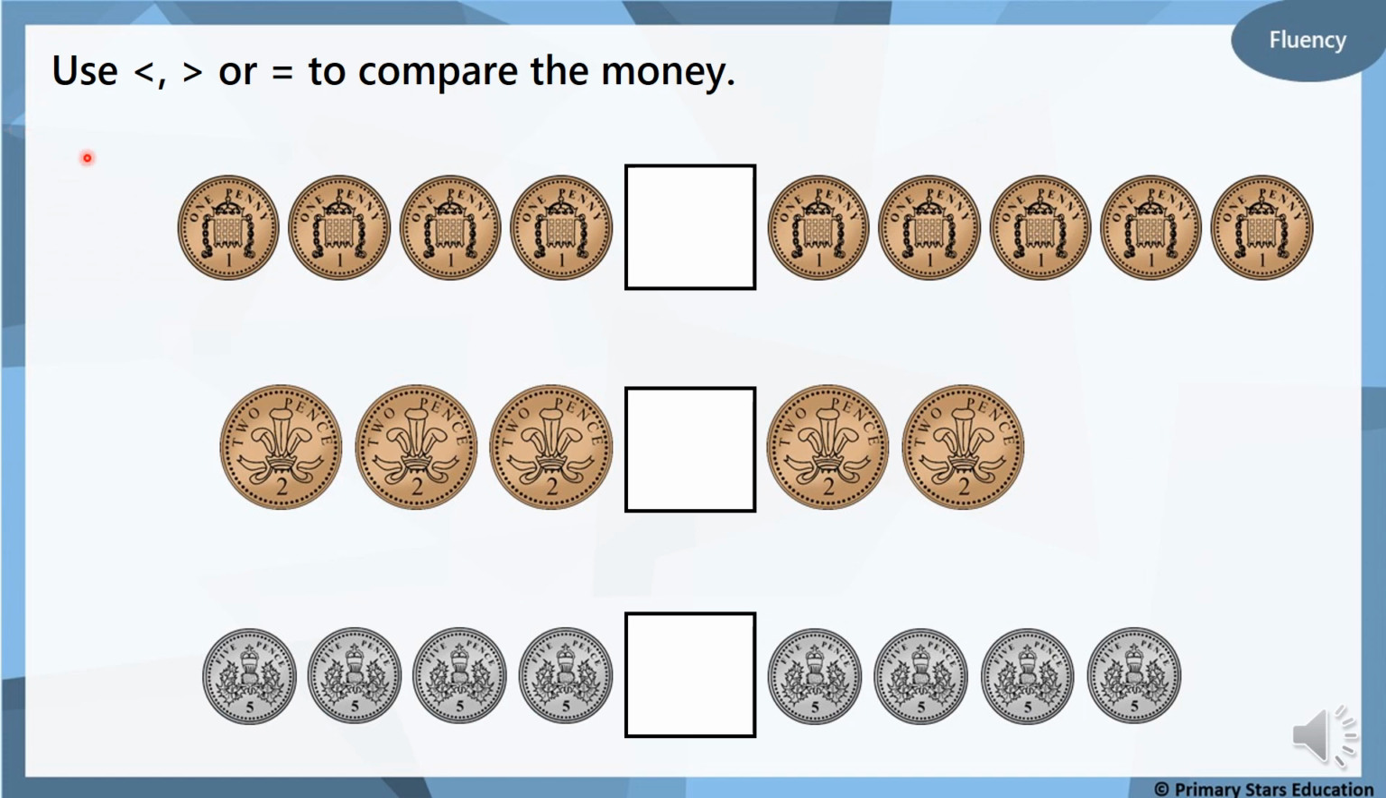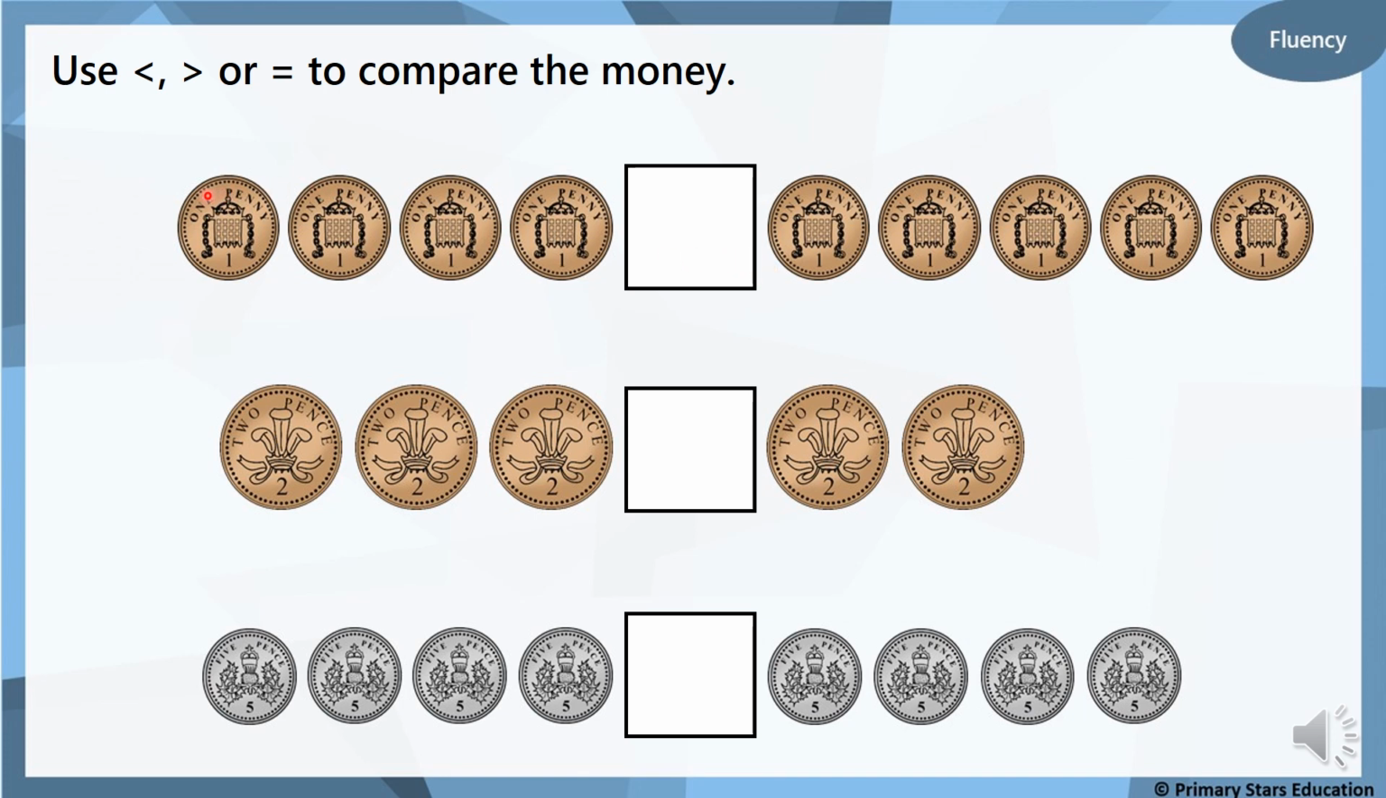Okay, the next part of what we'd like you to be able to do is to compare the amounts of money. And you've got your signs up here that we have been learning. So you've got greater than, less than, or equal to. And remember, the greedy crocodile always eats the biggest number. So its mouth is always opening towards that biggest number.